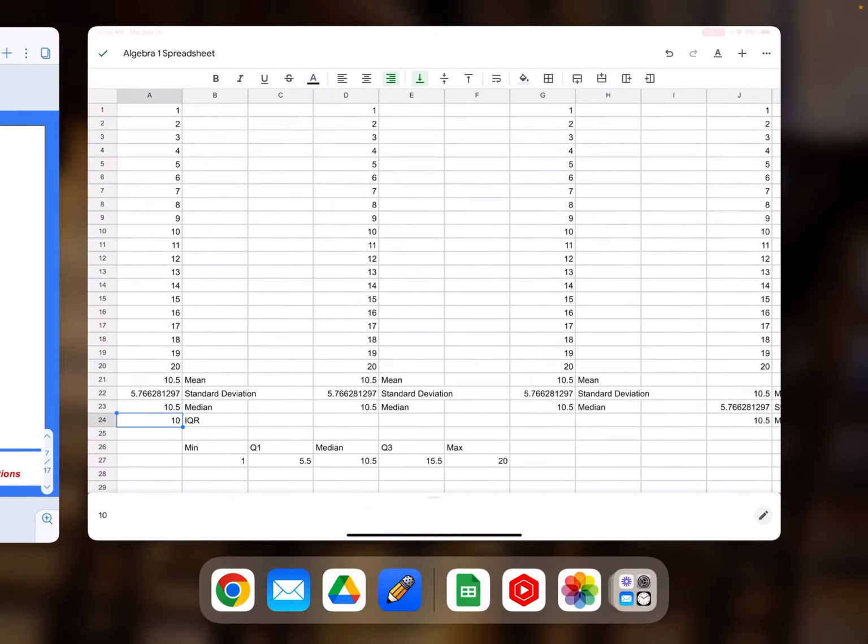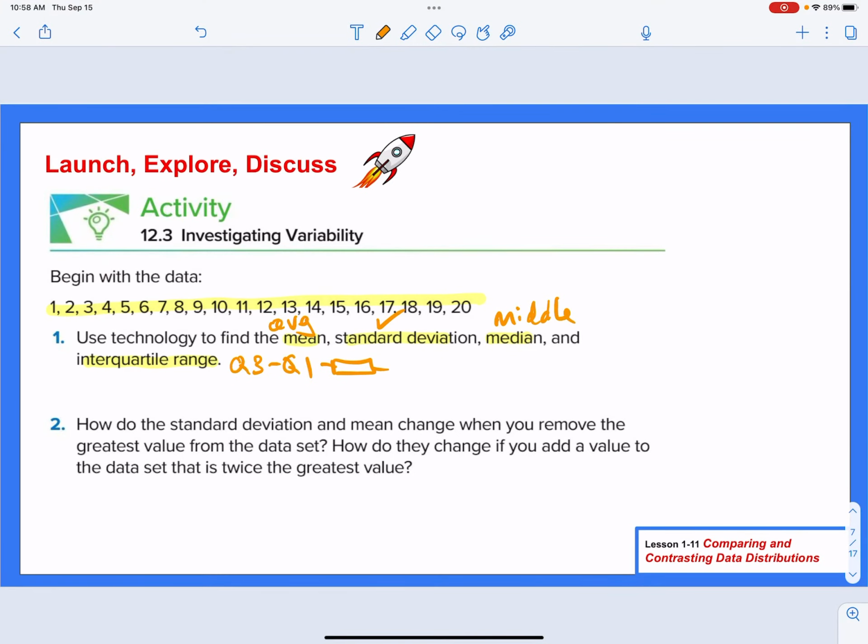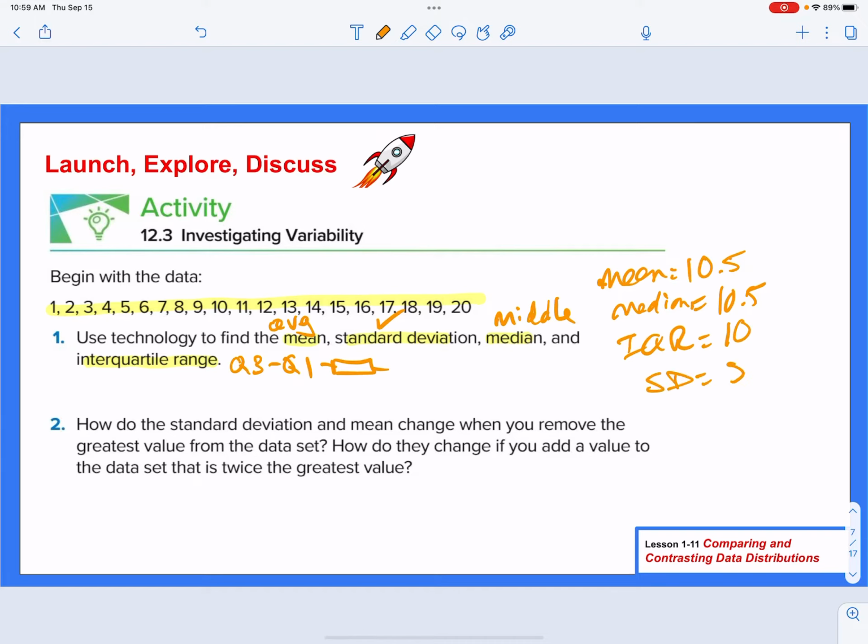Okay, so what we know so far is that our mean equals 10.5. Our median equals 10.5. Our interquartile range is 10. And our standard deviation is 5.77. Okay? So that's what we know so far.